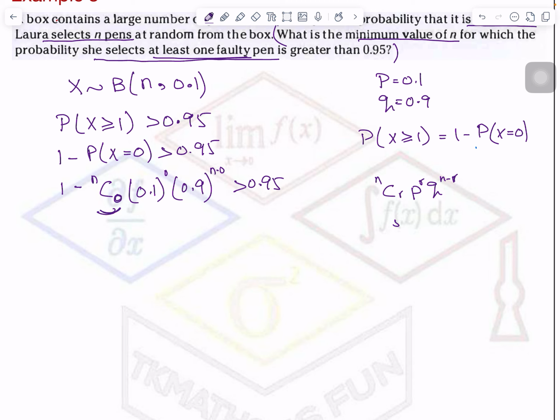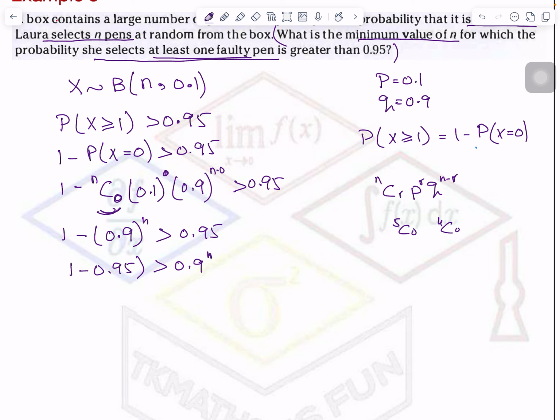You can try like this, 5C0, 4C0, in the calculator you can try. And anything to the power 0 is also 1. So finally you end up at this. What comes next in your mind? So it is 1 minus 0.95 greater than 0.9^n, just a simple rearrangement, right? After that, what will I do?